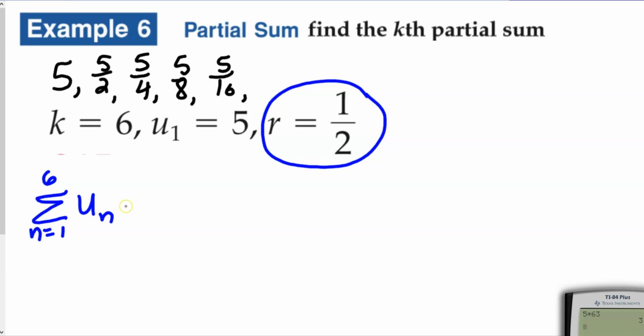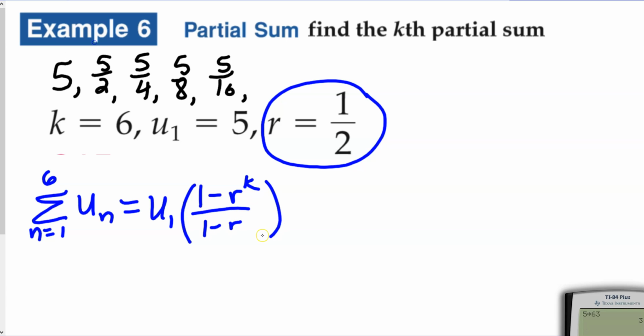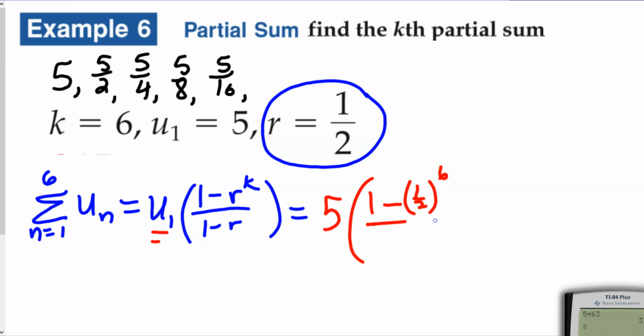of this geometric sequence, which will equal the first term times 1 minus the ratio raised to the k divided by 1 minus the ratio. That's just a formula. If you just write it down over and over again, you'll remember it. So, plug in what you know. You know that the first term is 5. 1 minus the ratio is 1/2 raised to the 6th power over 1 minus 1/2.